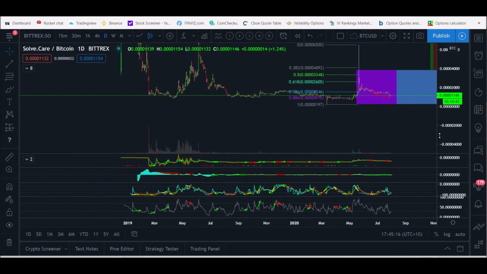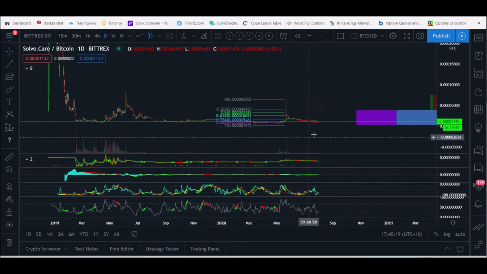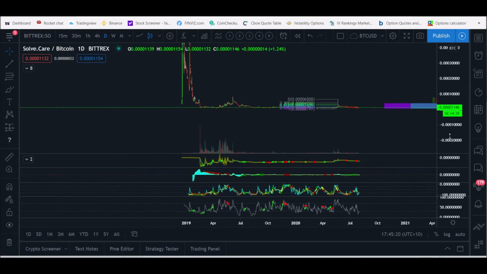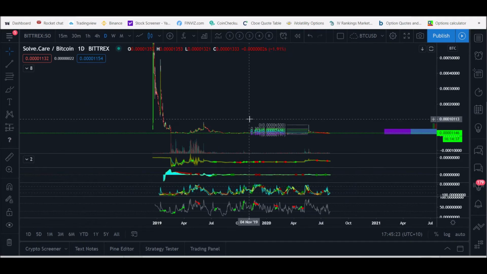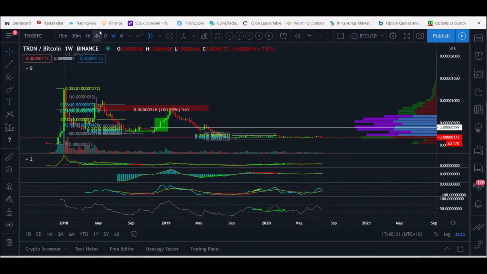But as a long-term hodl, this does look actually very, very good. So the potential growth for this is pretty good. All right, that was Sol. Moving on to Tron, Mr.